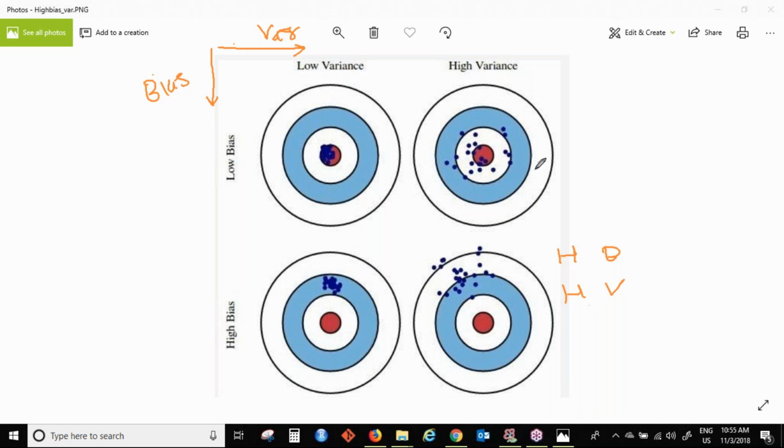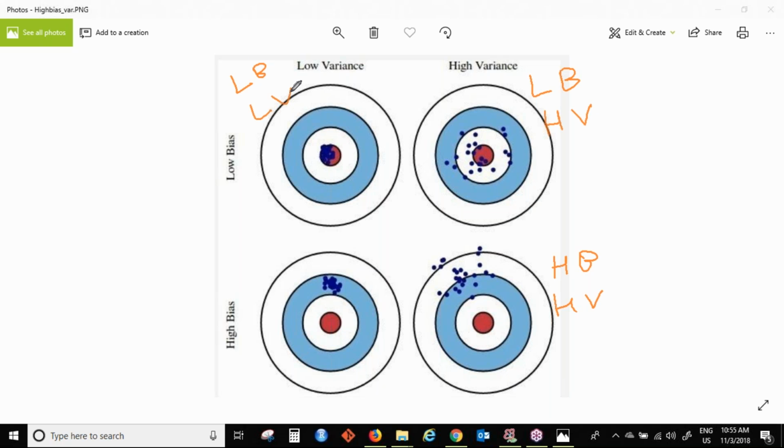This is high bias but low variance. Sorry, I wrote the opposite. This is low bias but high variance. This is high bias, high variance. This is low bias, low variance. This is high bias, low variance. Do you follow, guys? Do you follow this?